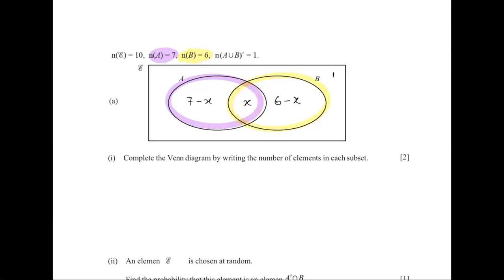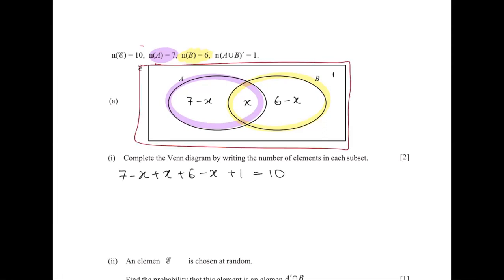So what I'm going to do is write 7 minus X plus 6 minus X plus 1 is equal to 10, because including everything will be equal to 10. So I just add them together. 7 plus 6, 13, 14. 14 minus x minus x, 14 minus x is equal to 10. 14 minus 10 is equal to x. X is equal to 4.